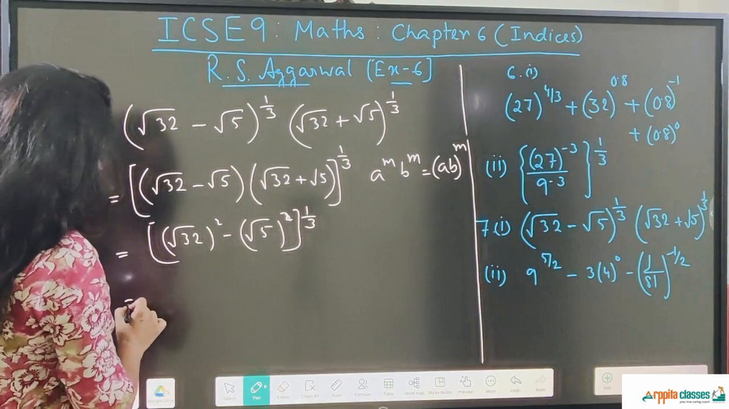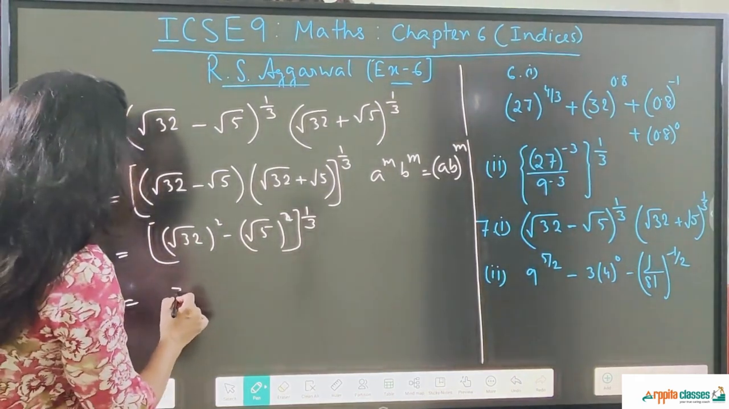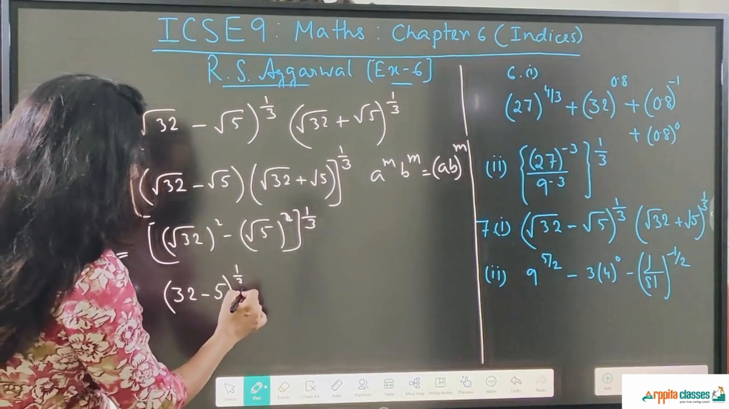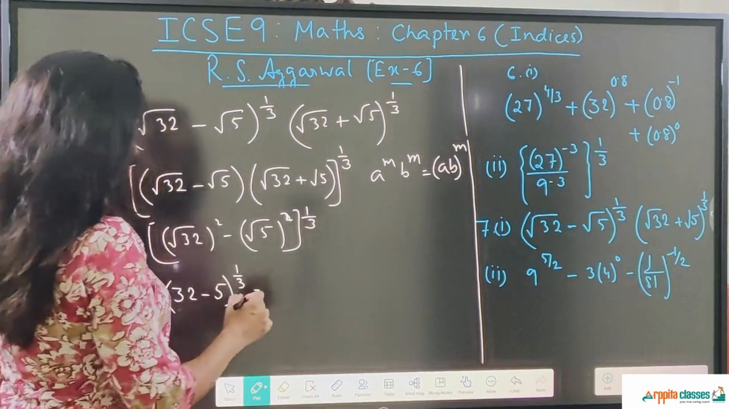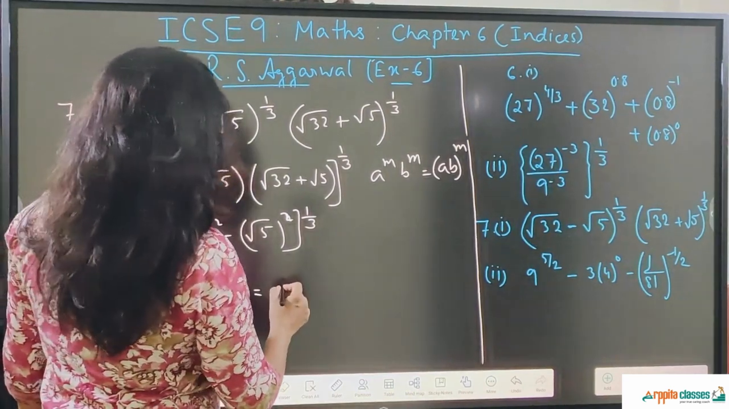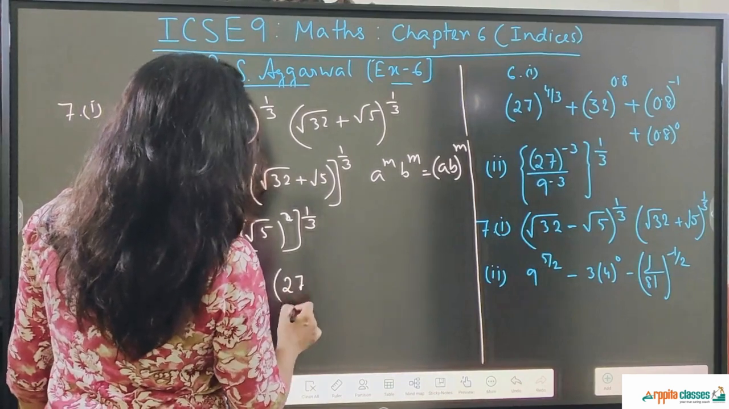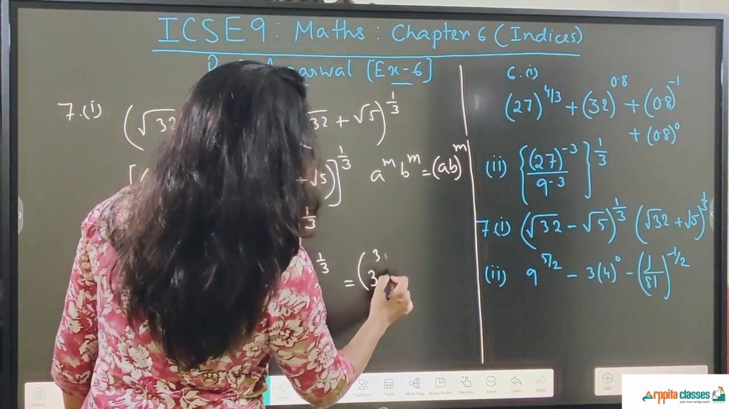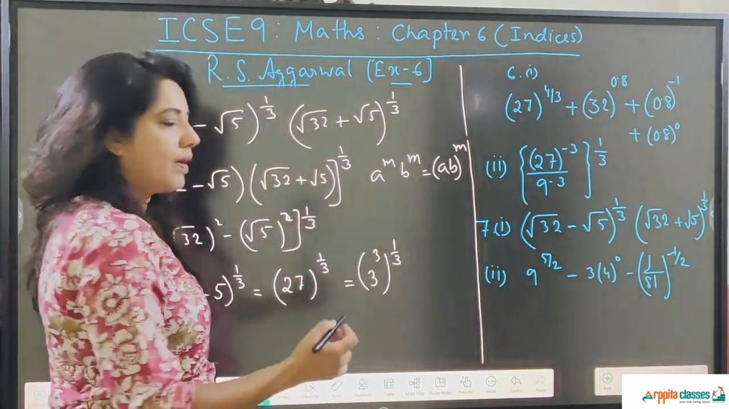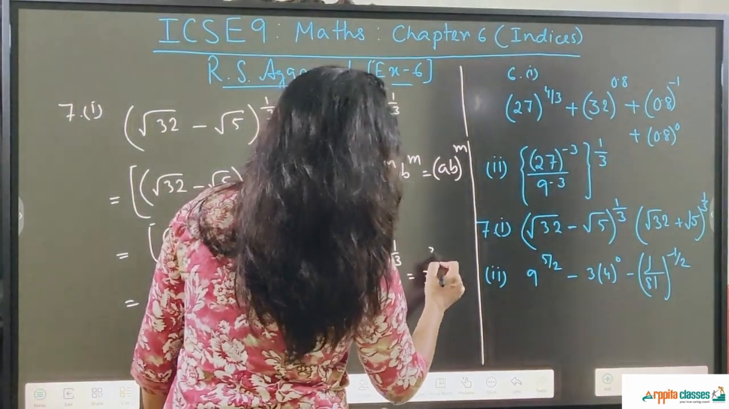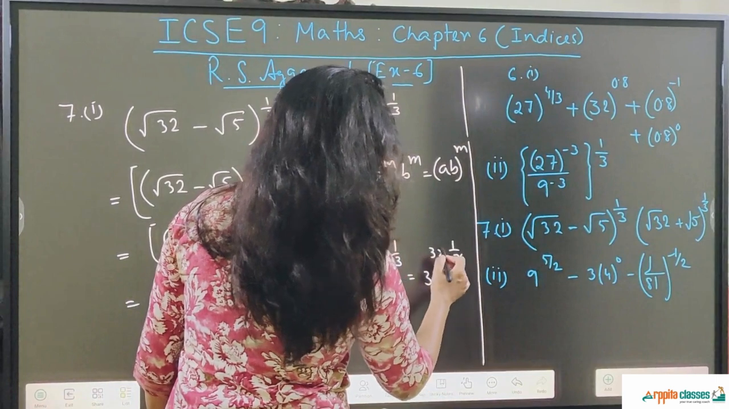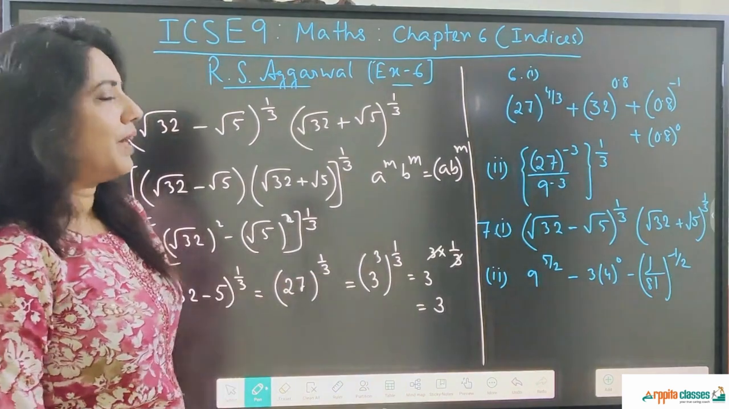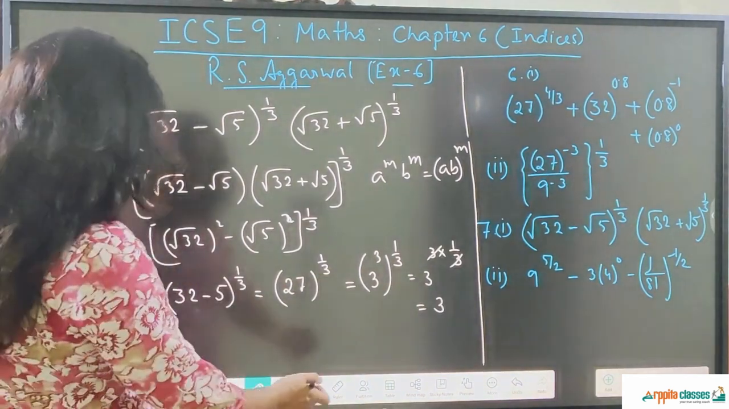Okay, now root 32 square is 32, root 5 square is 5. This whole thing to the power 1 by 3. 32 minus 5 will be 27. 27 to the power 1 by 3. Now 27 is 3 to the power 3. This whole to the power 1 by 3. Now I hope you all understood. 3 to the power 3 into 1 by 3, 3 and 3 get cancelled. So the answer is 3. So that's the answer for the 7th, the first one.